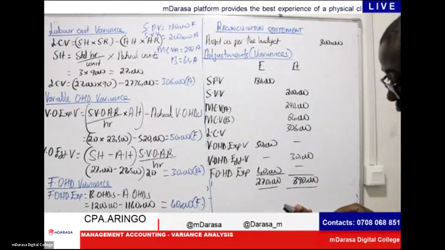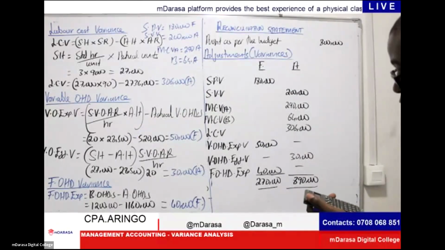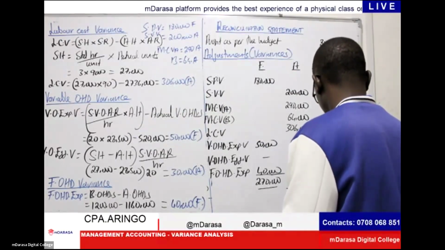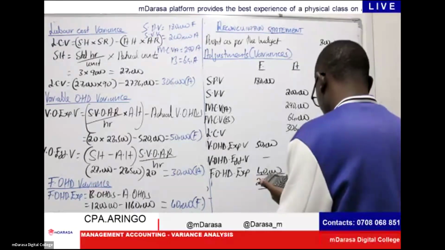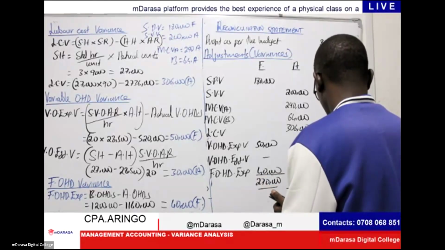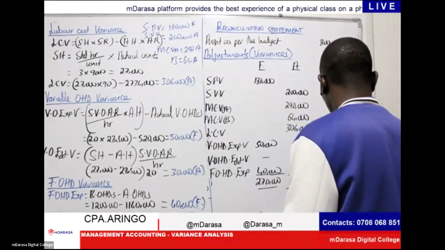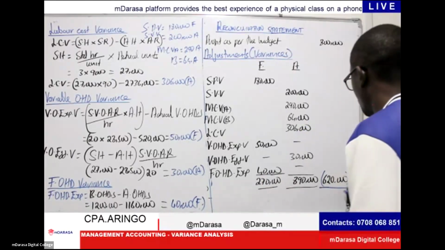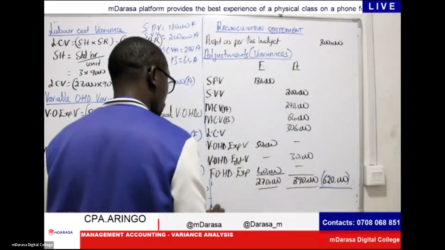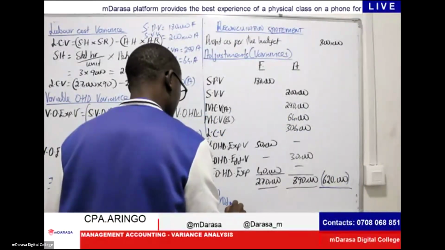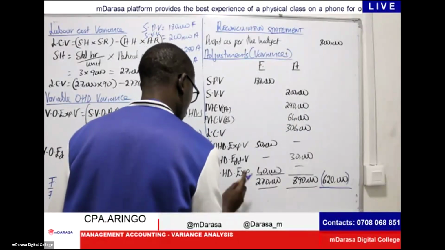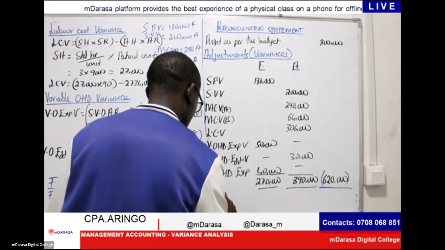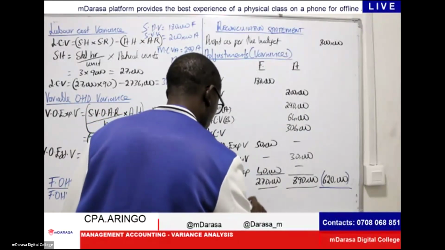So 270 minus 890, you're getting an adverse of 620. So this is negative 620, but it is a negative value. This is negative because adverse is more than the favorable. So whatever value I'll be having here will give us profit as per the actual profit statement. Actual profit.